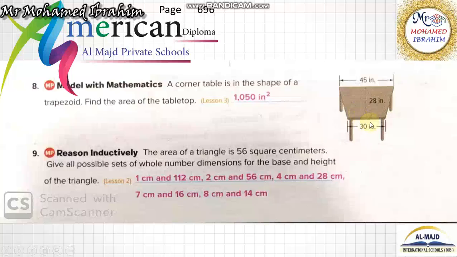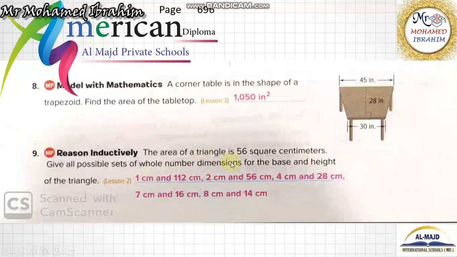Okay, so we must find the sum of these bases 30 and 45. Divide it over 2 and then multiply at the height. 30 plus 45 equals 75. 75 over 2 times 28. Simplify 2 with 28, it will give you 14. So 35 times 14, very good, it's equal 1050 inches square.